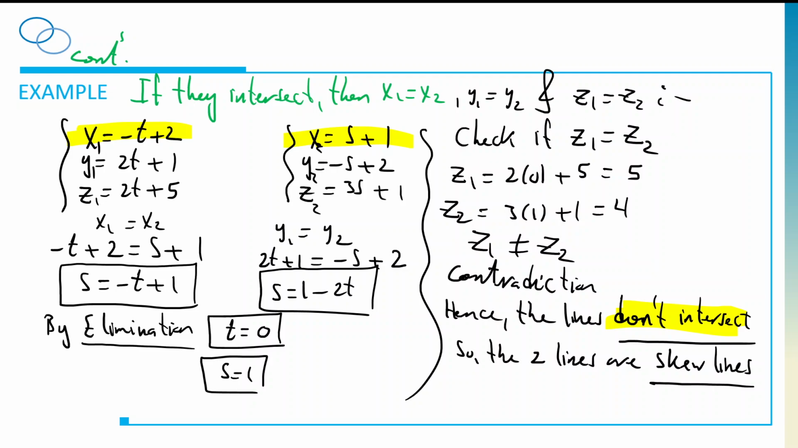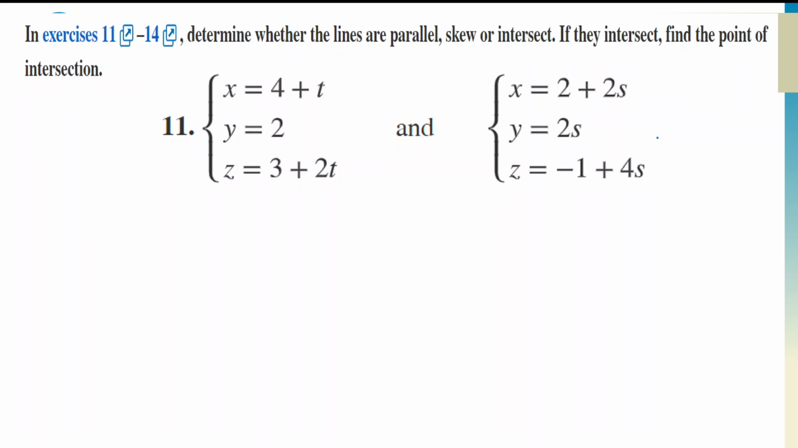Okay, let's try another example. This is one of the recommended questions in your textbook, question number 11. The question says we need to determine whether the lines are parallel, skew, or intersect. This is usually the form of the question. If they do intersect, find the point of intersection. Now we need to try. The first step with these questions is always to find their corresponding vectors. I need to find the corresponding vectors before I solve.